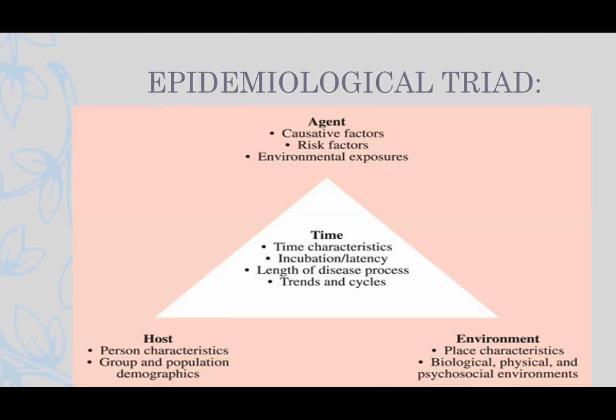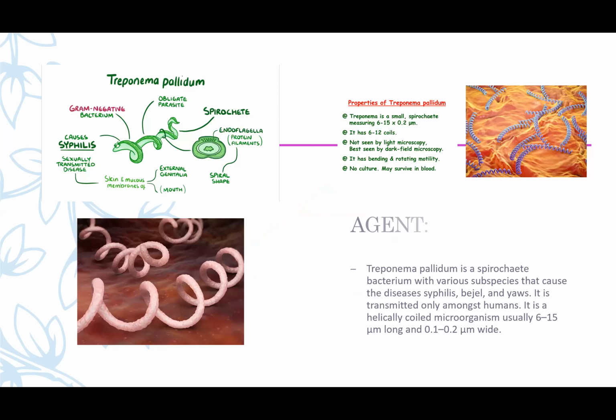Epidemiological triad includes agent, host, and environment. Agent: Treponema pallidum is a spirochete bacterium with various subspecies that causes the diseases syphilis, bejel, and yaws. It is transmitted only amongst humans. It is a helically coiled microorganism, usually 6 to 15 micrometers long and 0.1 to 0.2 micrometers wide. It has 6 to 12 coils, not seen by light microscopy, best seen by dark field microscopy.